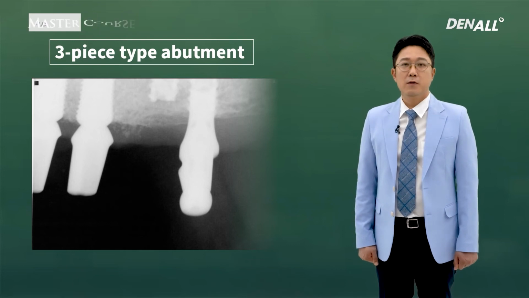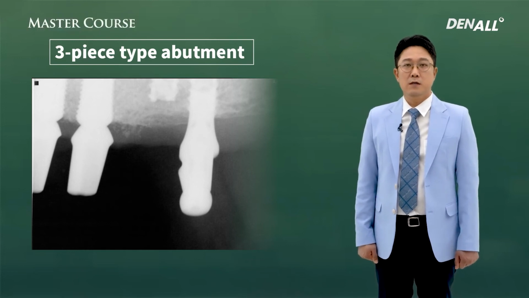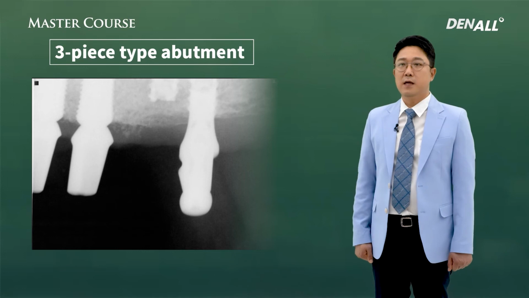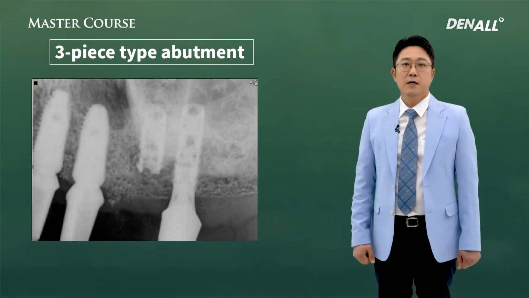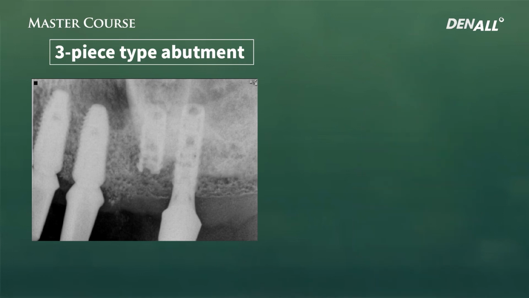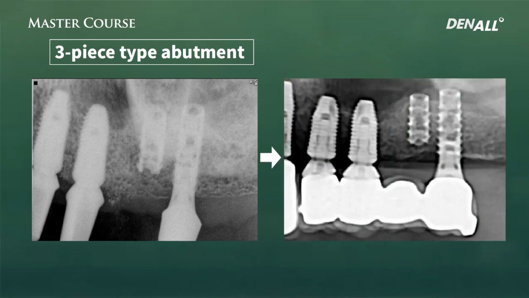Abutment was fabricated in this way, and I checked once again whether the abutment was well adapted using the X-ray image. After I checked, I connected with the mesial implant and created the final prosthesis. Three-piece abutment, you can change the connecting structure of implant and create prosthesis.